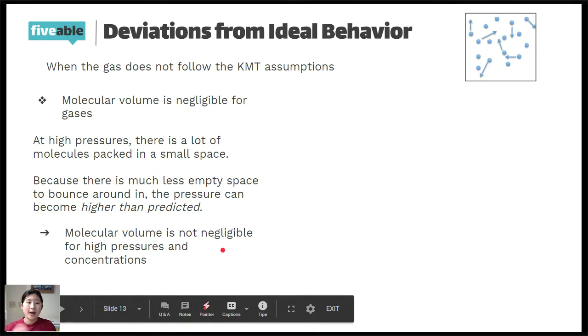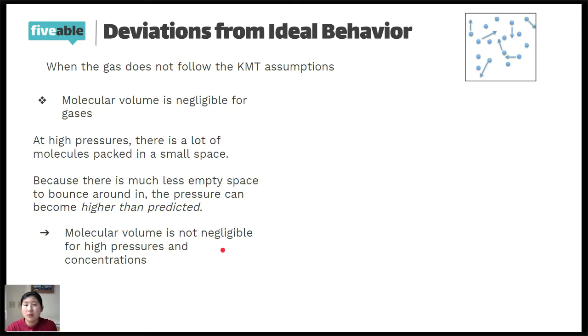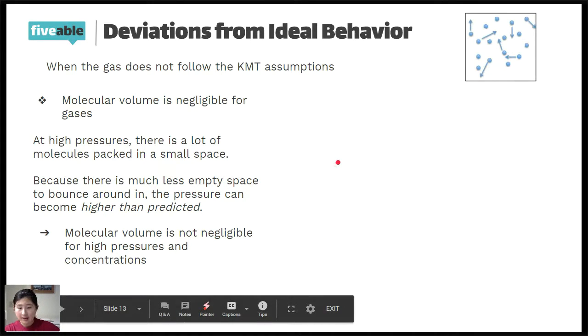So basically, when we have high pressures, which means everything's very crunched together, the molecular volume is not a very small amount of the overall volume. It makes up more, so it might make up 20% of the overall volume. Does that make sense? If you have any questions, feel free to ask.